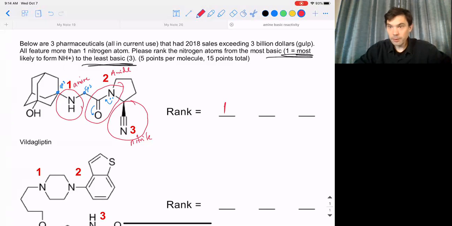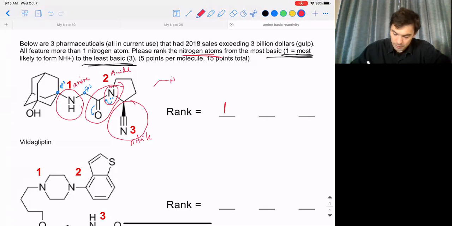Then we have a little bit tougher choice between the amide and the nitrile. This gets into a little bit of how the question is subtly phrased. I generally consider amides to be a more basic functional group than a nitrile. That being said, it's a little bit ambiguous because it says specifically the nitrogen atom in the amide, and the nitrogen atom is not where most amides protonate.